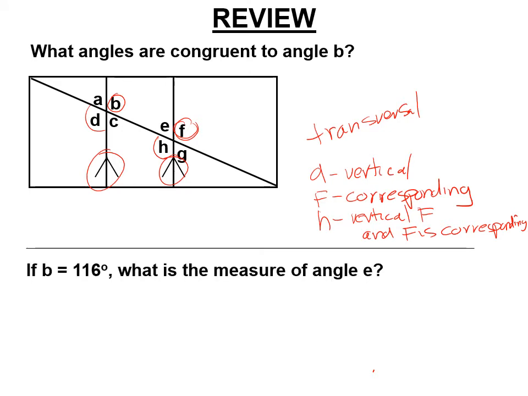If B is 116, what is the measure of angle E? Well, B corresponds to F, so E is its linear pair, right? Once you move it over there to its corresponding location, and so it's got to be 64 degrees.